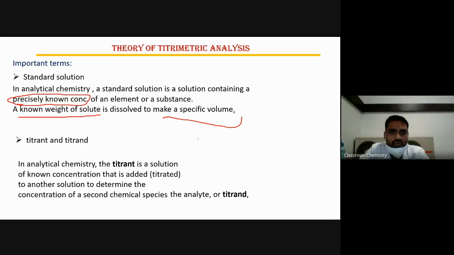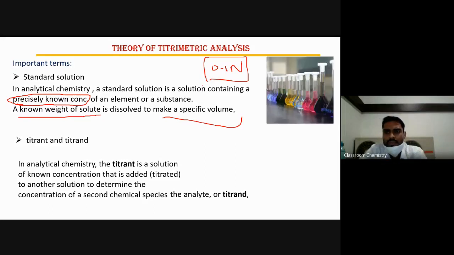Take it in a suitable quantity of water and dilute into a 50 ml volumetric flask, using water up to the mark. After dilution, the prepared solution is 0.1 normal oxalic acid solution. In simple form, the definition: a solution of known concentration is known as a standard solution. In the picture, we show different types of volumetric flasks from 50 ml to 250 ml. By using different solutes, we come to the final conclusion.